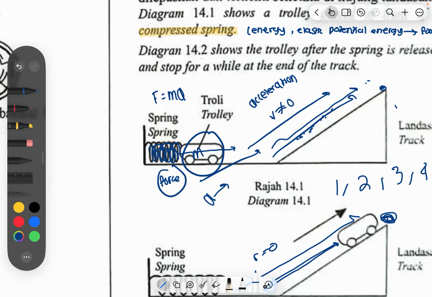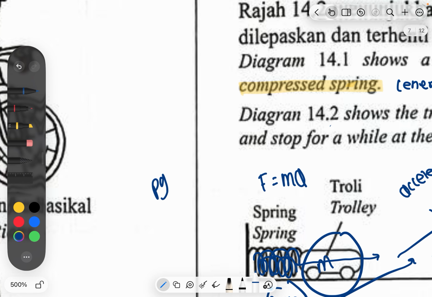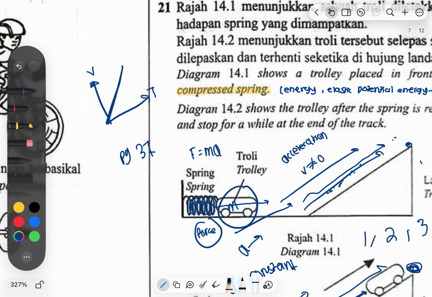Acceleration is the rate of change of velocity. In this case, the velocity is increasing at a constant rate, so there's no change in the rate of change of velocity. It means that acceleration is constant. If you look back at your Form 4 Chapter 2 textbook, page 37, you'll see that for uniform acceleration, the graph will look like this. Velocity is directly proportional to time.